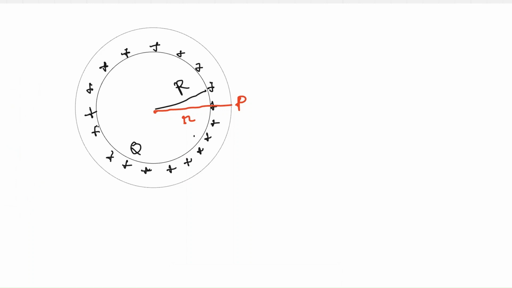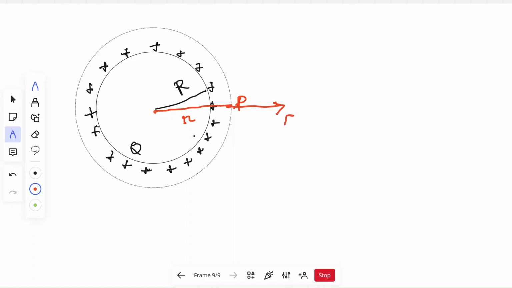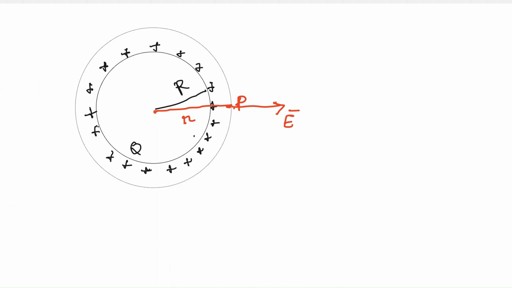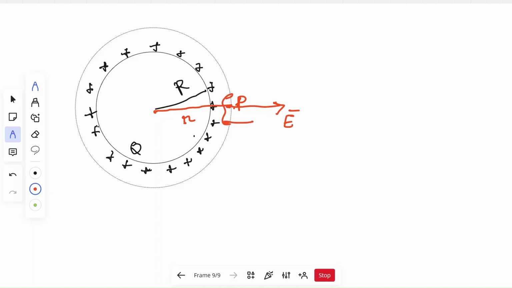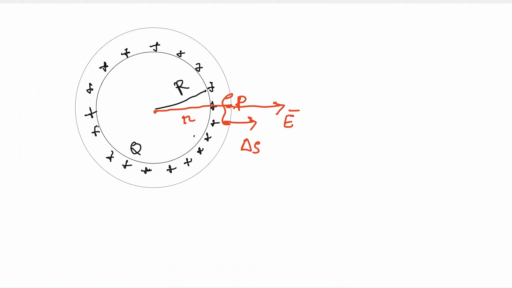We have to draw the electric field E. It's radially outward, and it's normal to the surface element everywhere. We'll consider the surface element here, that is also del S. Its magnitude at all points on the surface has the same value E.